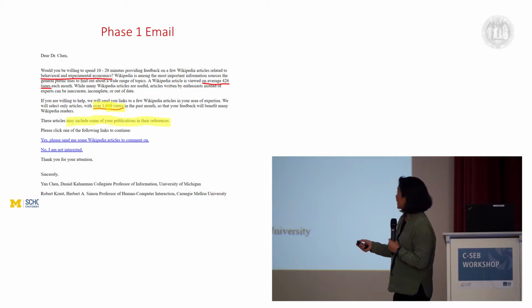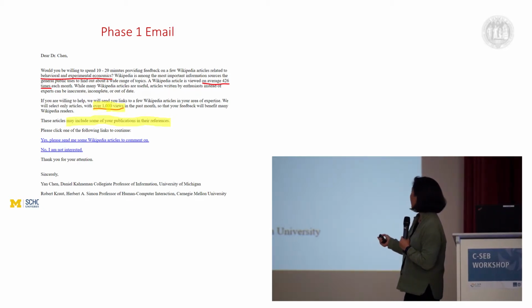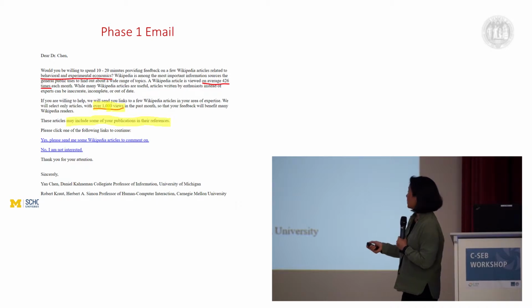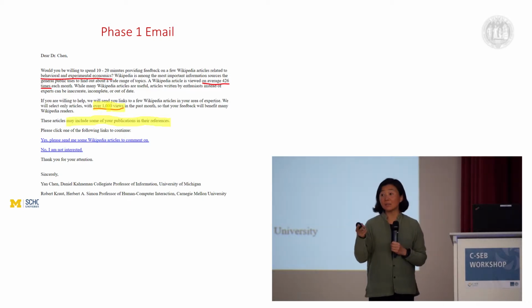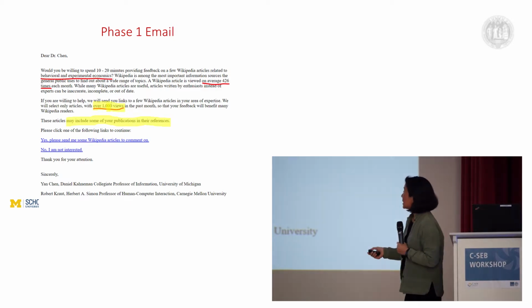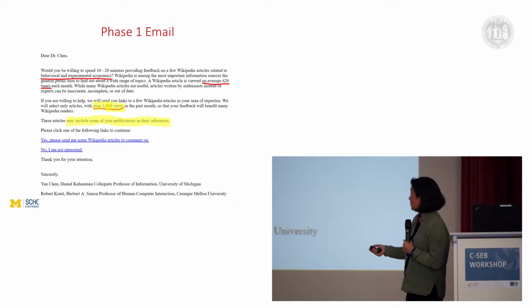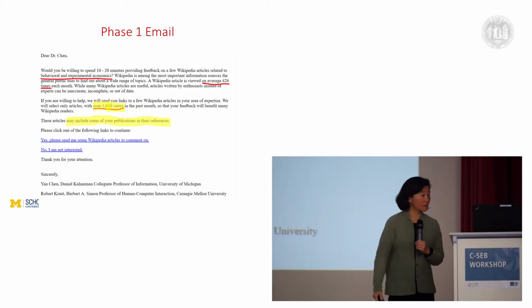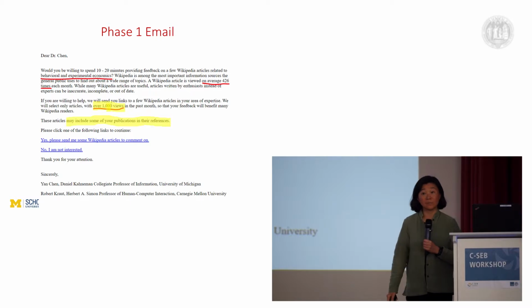Okay. So if you're willing to help, we'll send you links to a few Wikipedia articles in your field, in your area of expertise. We'll select only articles with over 1,000 views. So this is the high view condition, okay, in the past month, so that your feedback will benefit many Wikipedia readers. And then the next sentence says, these articles may include some of your publications in their references. So this is the citation benefit. And we randomize the order of these 2 factors when they're both included. And then we say, please click one of the following links to continue. So yes or no. And Bob and I signed our real names. Okay, so that's how the treatment was implemented.